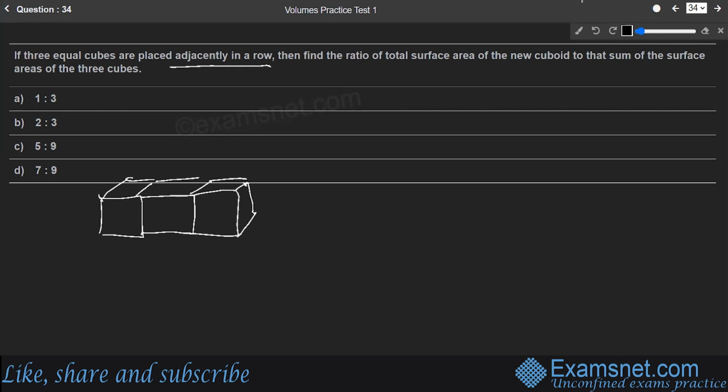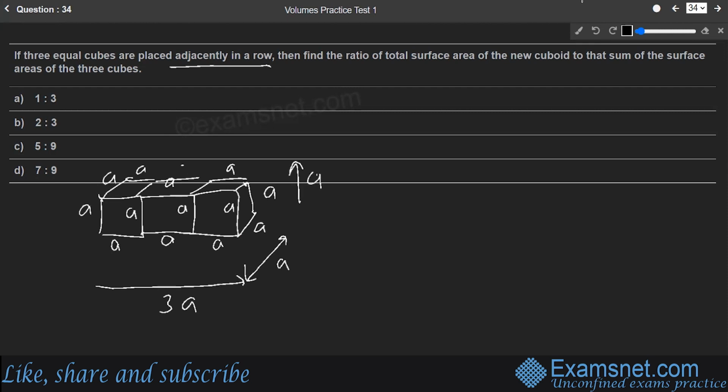Let us say the side or the edges of all these cubes is a in all the dimensions. So clearly we can say the total length of the combined figure is 3a, total breadth of the combined figure is a, and total height of the combined figure is only a. Now, first of all, let us find out the total surface area of the new cuboid that has been made by joining them.